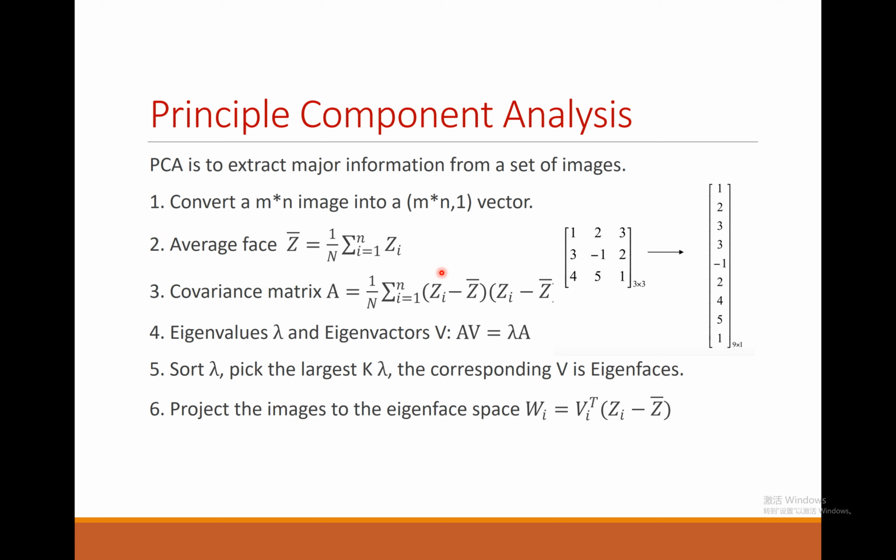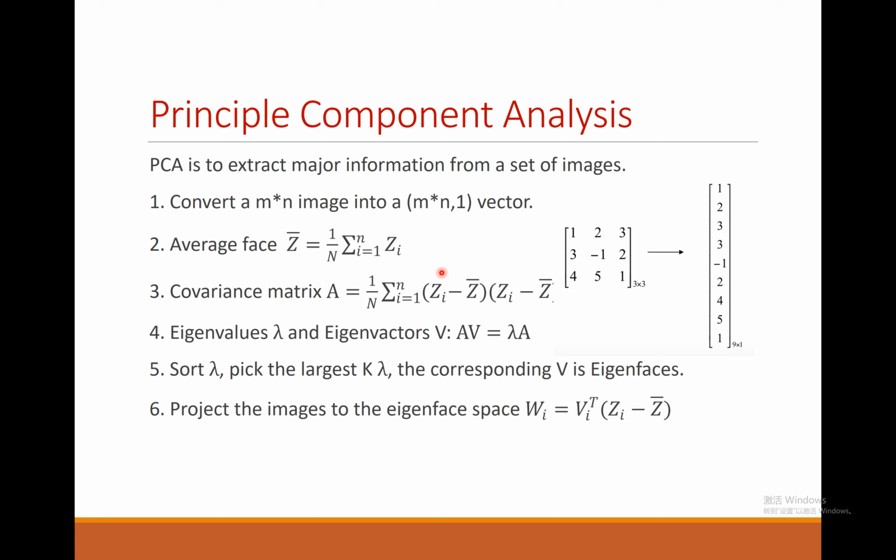Let me introduce the principal component analysis, which is also called PCA. PCA is to extract the major information from a set of images. First, it converts the image into a one-dimensional vector. After that, we compute the average face from the input images, and we compute the covariance matrix A according to the average face.